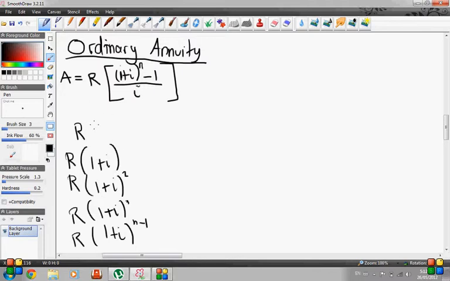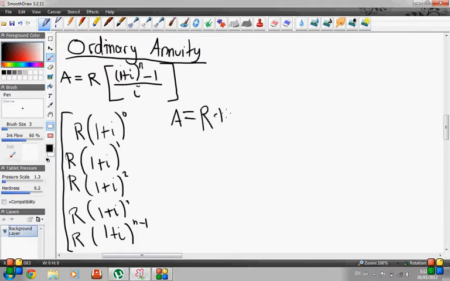Well, the reason is simple. The first value here has an exponent of 0, because this can be rewritten as R(1 + I) to the power of 0, which is just R. That's the reason it's n minus 1, because you're starting from 0. So the amount of money you have at the end of all of this, you get by adding up all of these terms to get your final amount. So let's add them up right now.